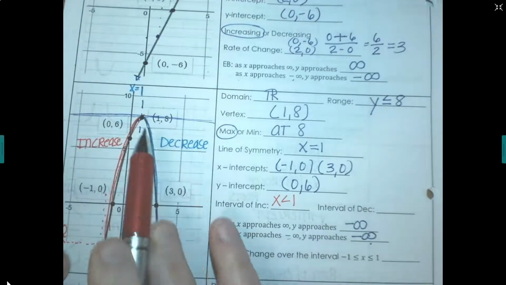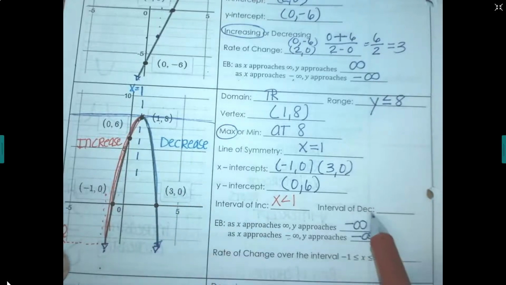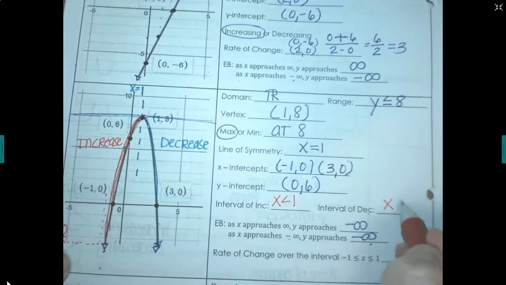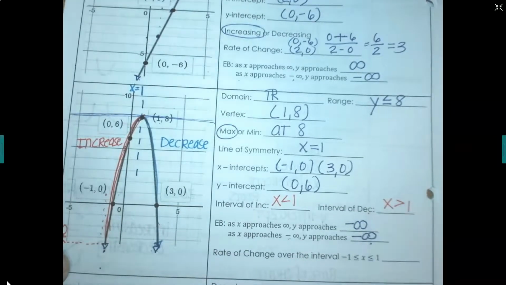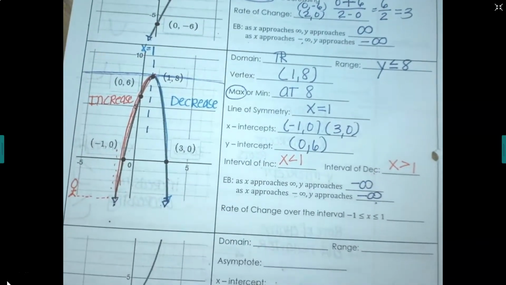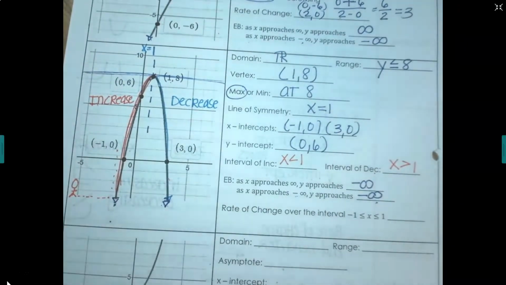At that point, I turn around and start heading down, so now I'm on my decrease, and the whole decrease side is to the right of the axis of symmetry, so all your x values will be greater than 1. Okay, that takes a little extra practice. And then our last question, rate of change over the interval.